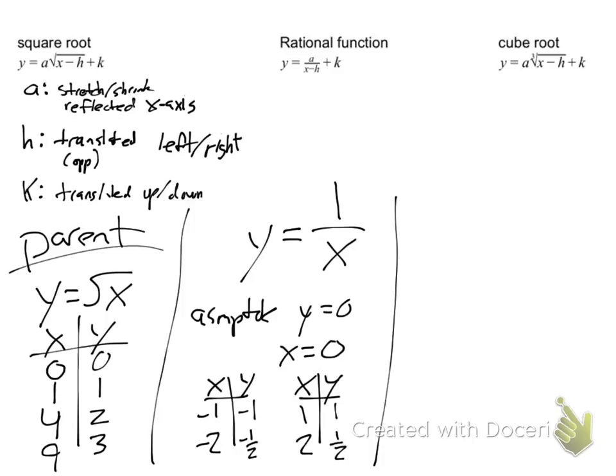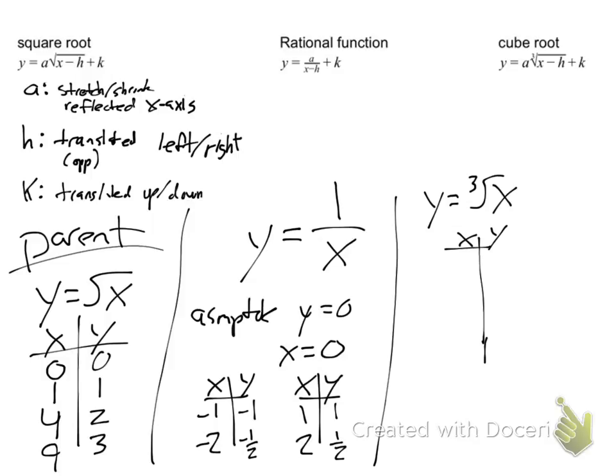So let's move to the cube root. What's the parent on the cube root? Y equals cube root of x. Now, on this one, I'm also going to make a table of values, and I'm only going to use these 5 values. Just like when we had a square root, we chose perfect squares. When we do cube roots, I'm going to choose perfect cubes.